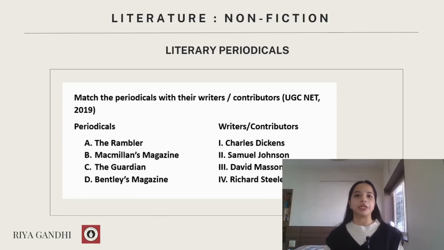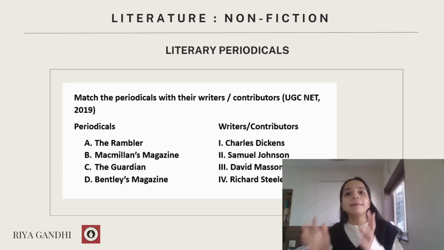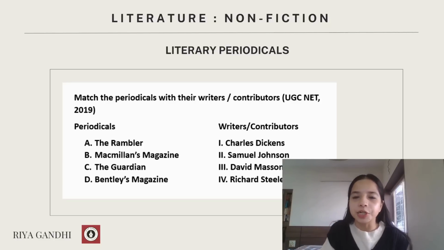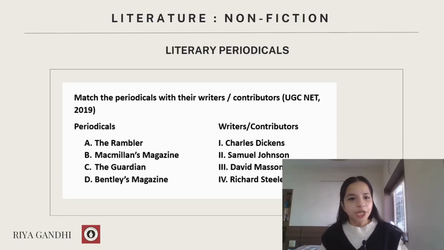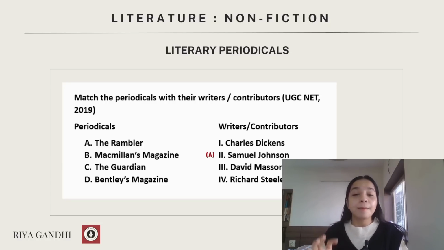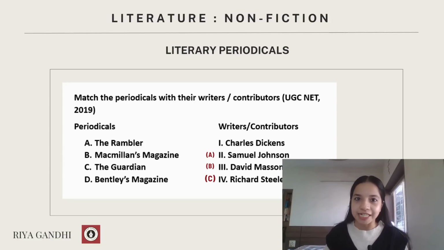Another question related to literary periodicals was asked in 2019, talking about the primary writers or the contributors to these magazines. So the Rambler is definitely associated with Samuel Johnson. Macmillan's magazine is associated with David Mason. The Guardian is associated with Richard Steele, and Bentley's magazine is associated with Charles Dickens.